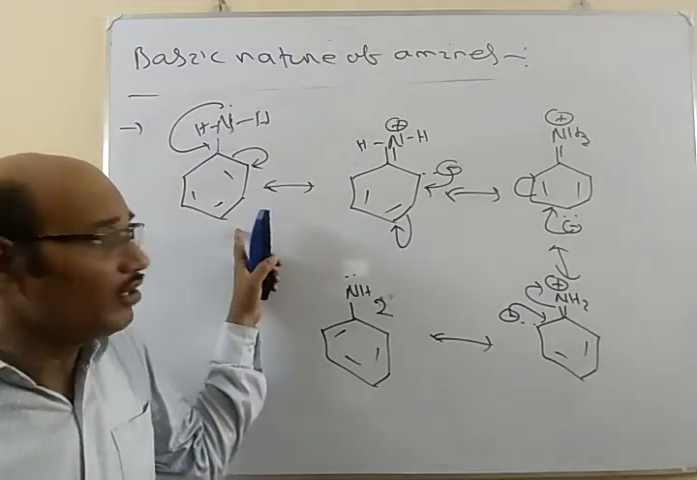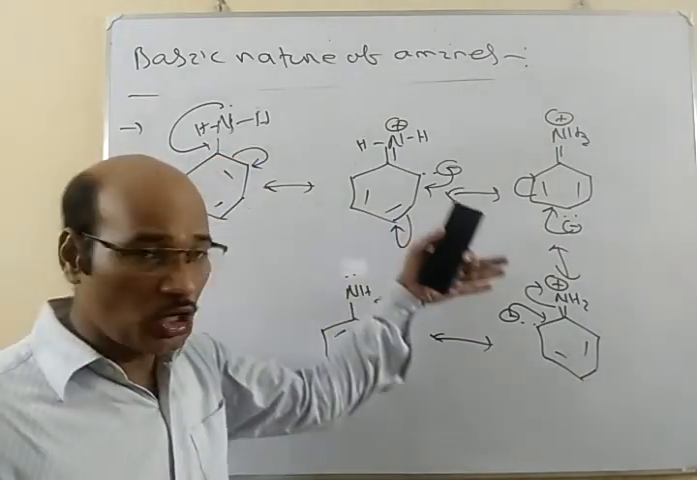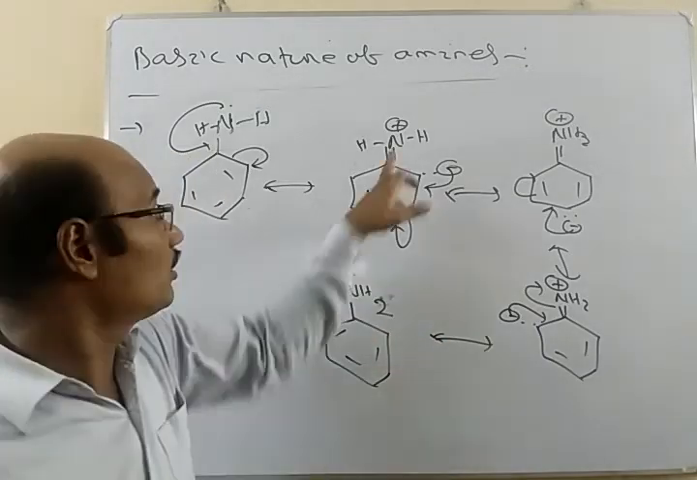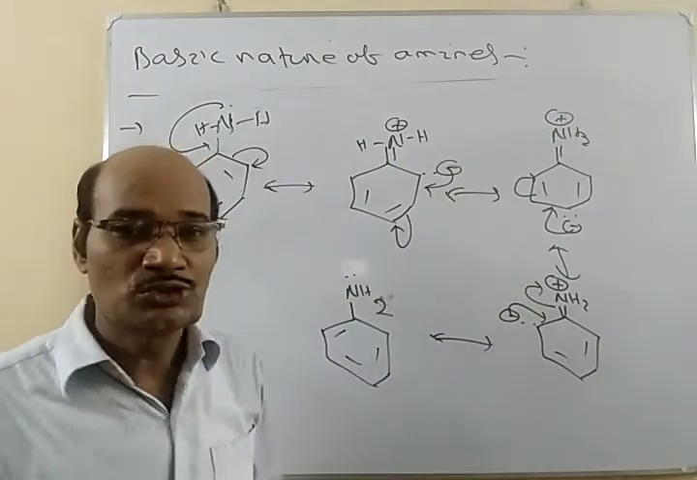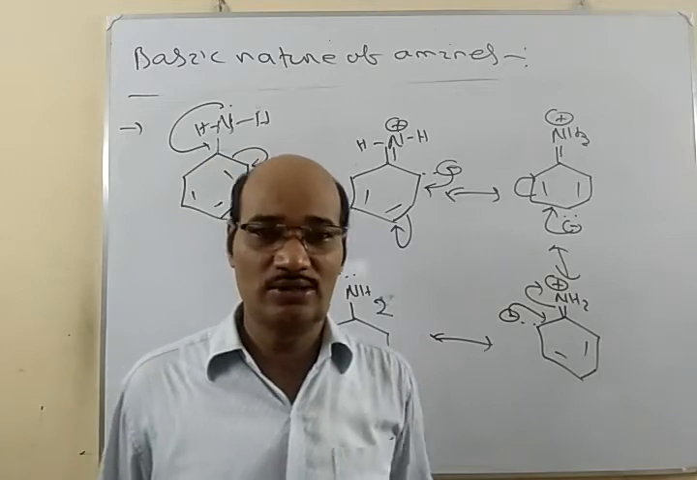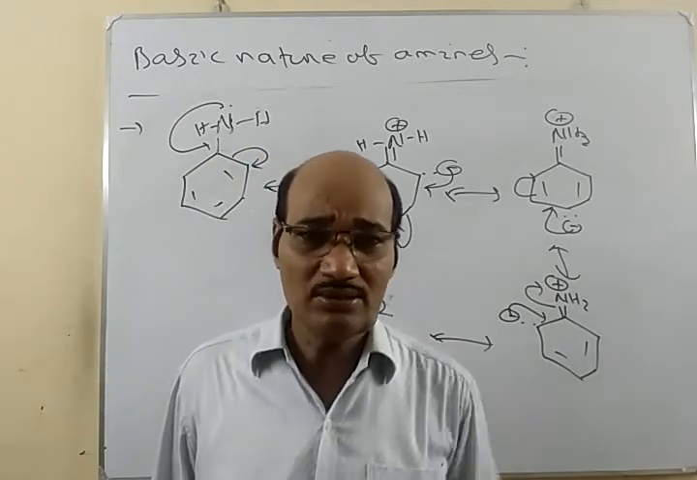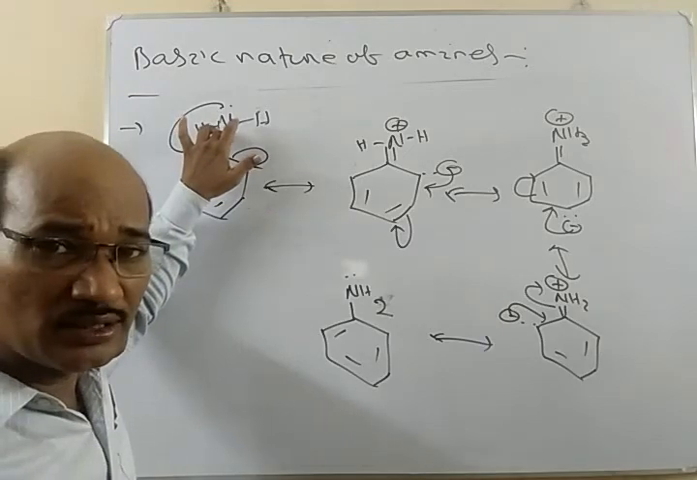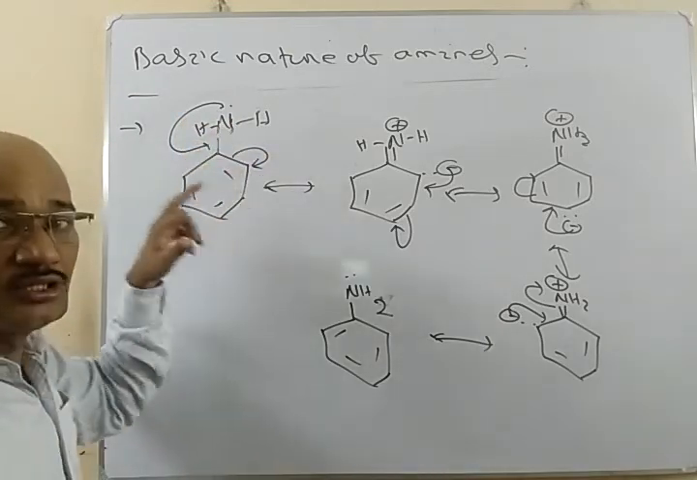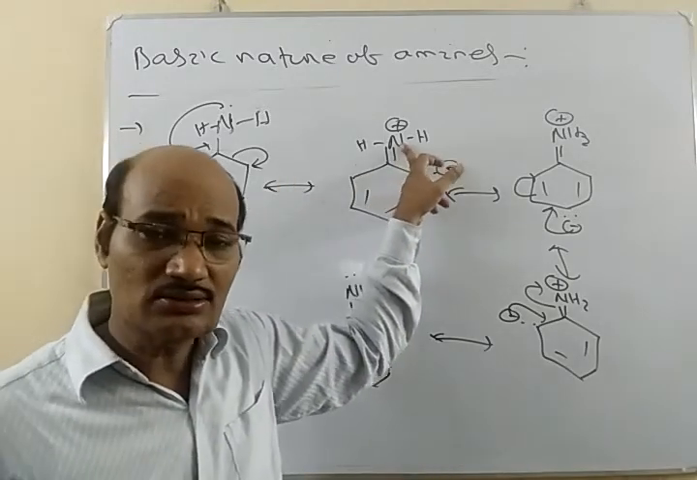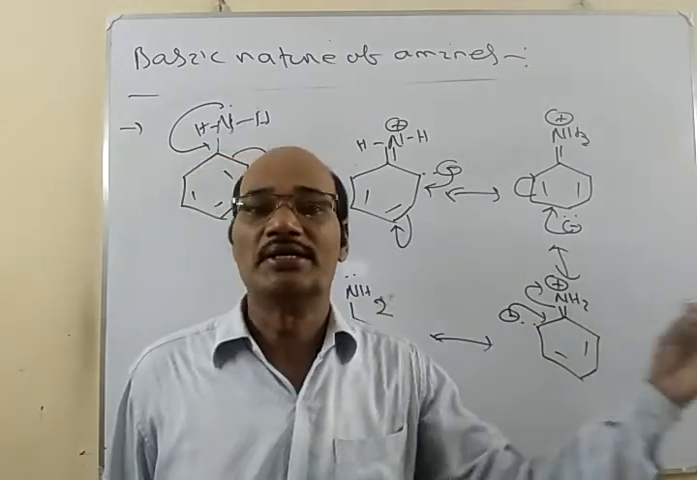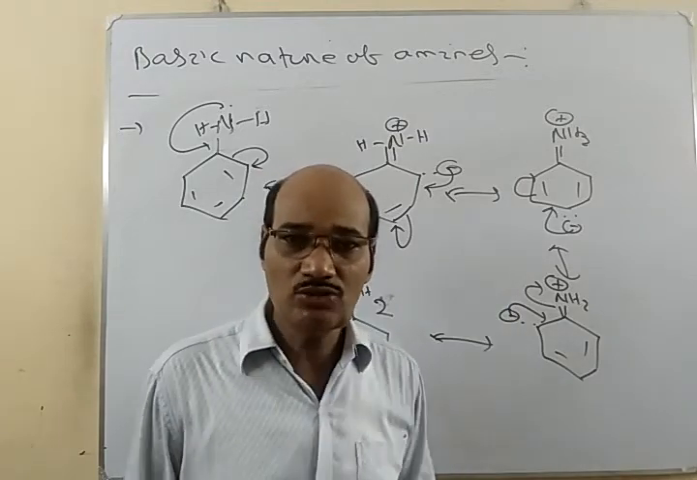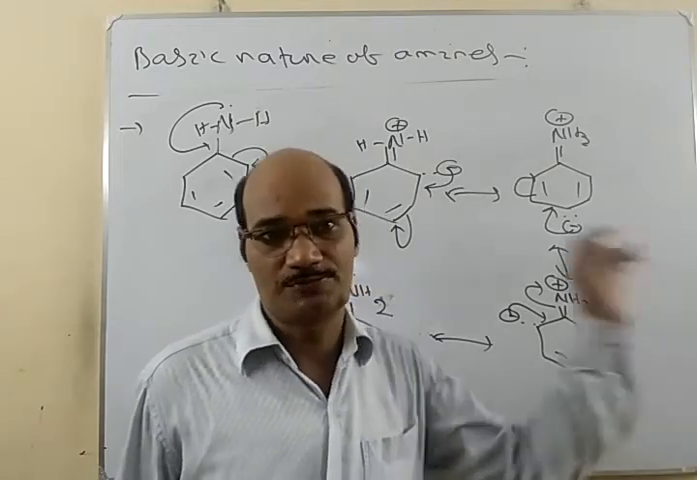So what happens now? Aniline undergoes resonance. Many contributing structures are there, and in some of the contributing structures we have the plus charge on the nitrogen atom. That means it becomes electron deficient. So how can it give electrons? The lone pair of electrons of nitrogen is in conjugation with the pi system of the ring, so that creates the positive charge on nitrogen, and hence the electron releasing tendency of the nitrogen atom decreases. That's why aniline is a weaker base. It is less basic than ammonia and also less basic than aliphatic amines.